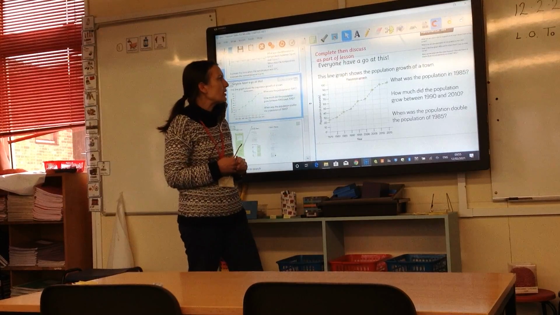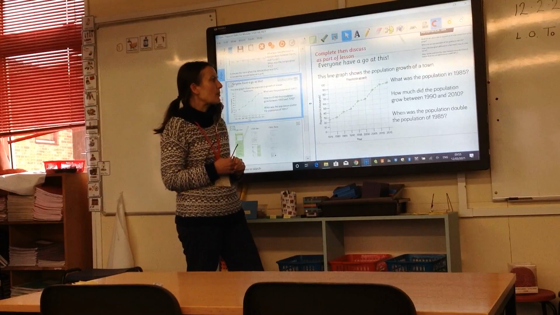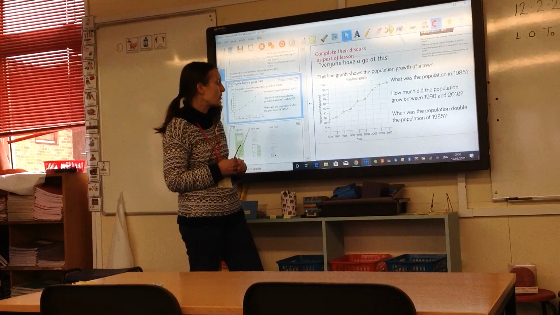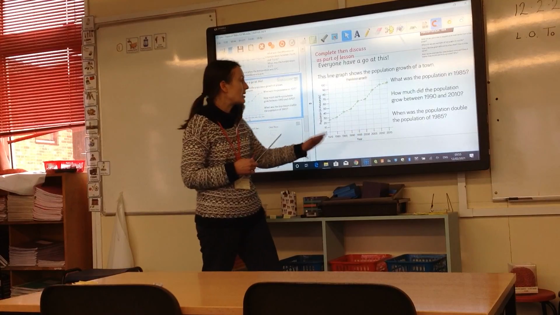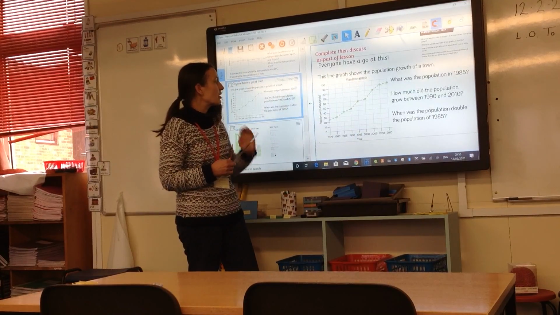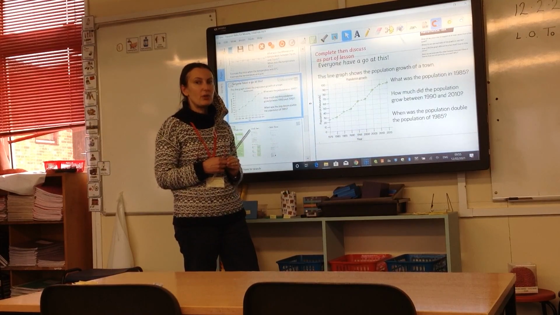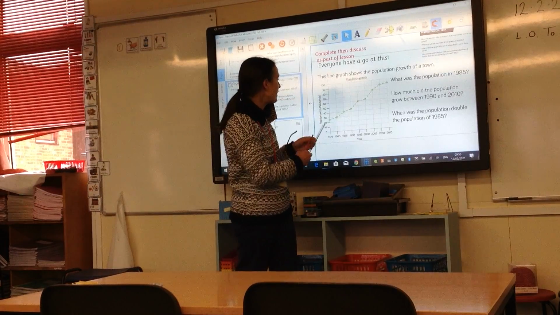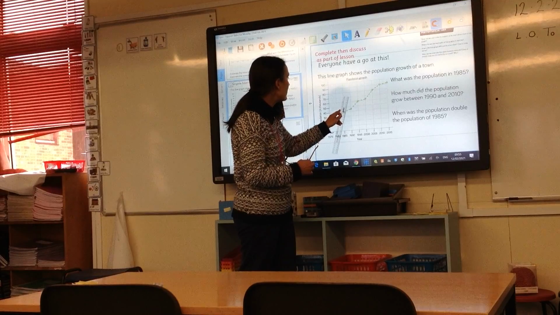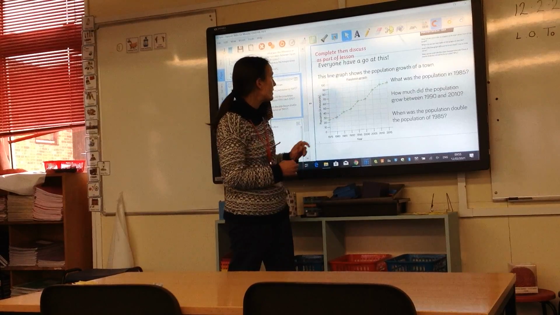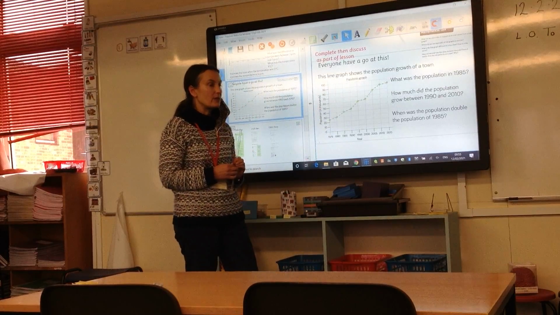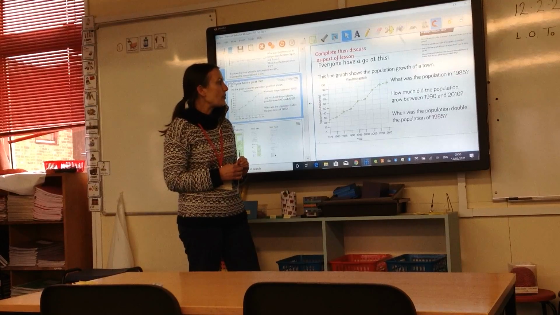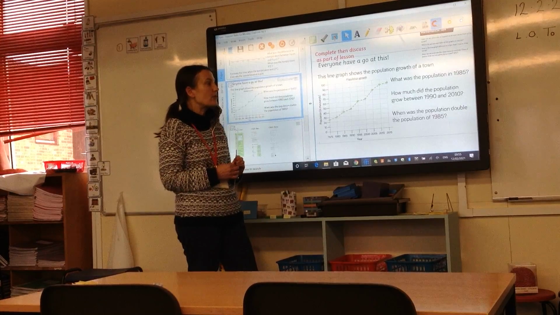Okay, going on to our second question here. This is looking at population growth of the town. So what was the population in 1985? So we've got the years across the x-axis, the thousands of population going up the y-axis. What do you think? 40,000. So I'm going across to 1985, going up, and look where that x is. It's going across the y-axis. It's 40,000. Well done.